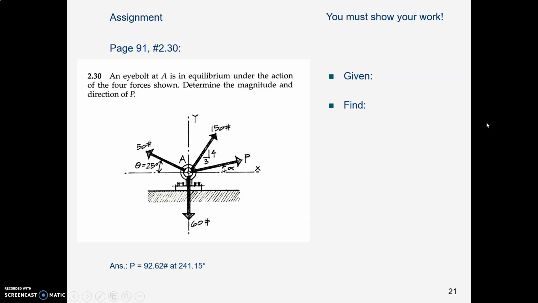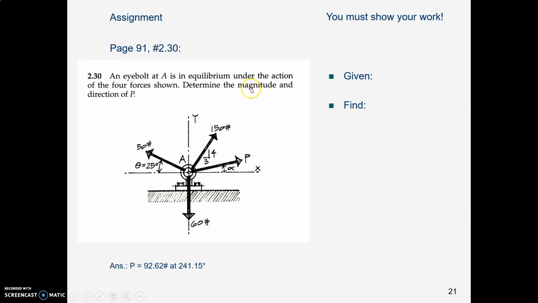In the first problem, he says, an eye bolt at A is in equilibrium under the action of the four forces shown. What does that mean? It means that if you put those four forces together tip to tail, they will form a closed loop, won't they? He says it's in equilibrium, so we've got equal and opposite forces and reactions, and we're going to have a closed loop. We're not looking for a resultant, we're looking for a closed loop.